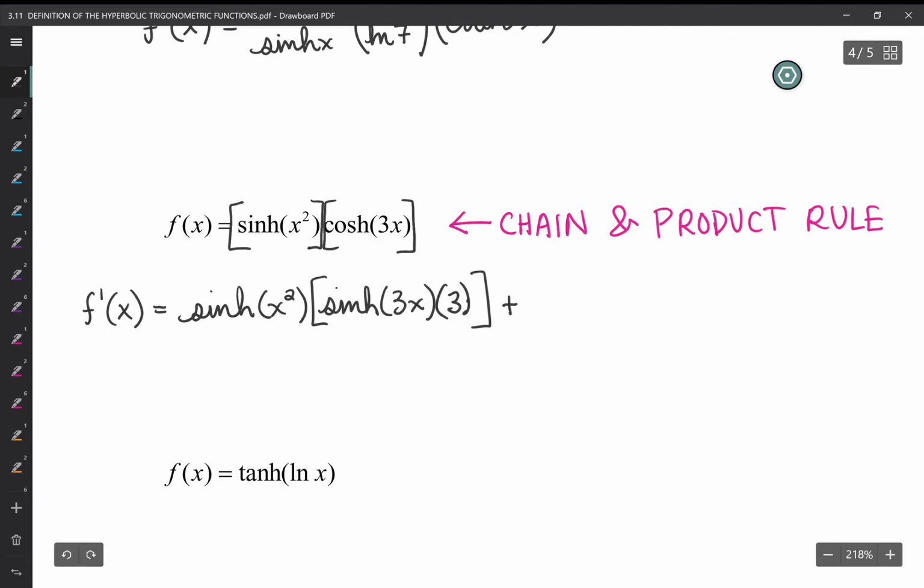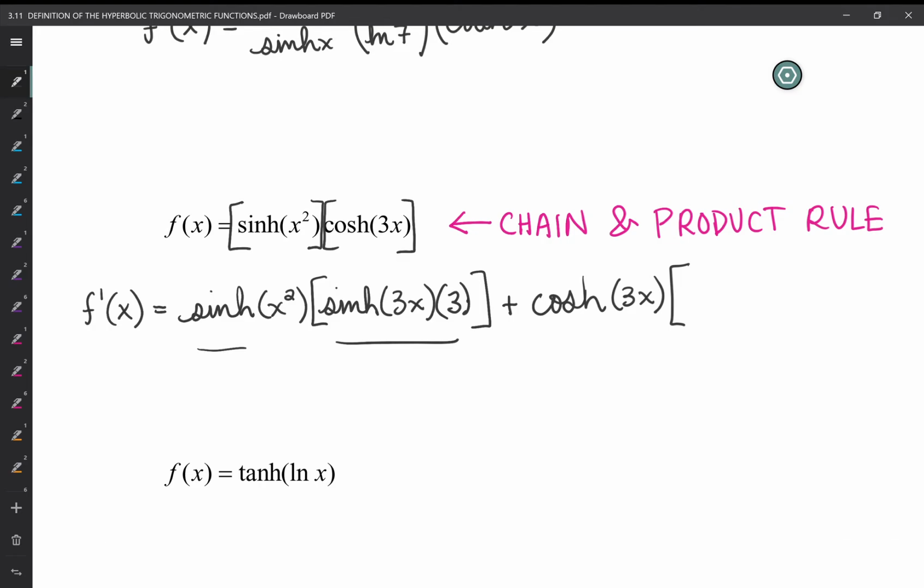So that's the first part of our product rule and a bit of chain rule. So we have first function times the derivative of the second function plus the second function, the hyperbolic cosine of 3x, times the derivative of the first function, where we will need to use chain rule. The derivative of our outer function, hyperbolic sine, is hyperbolic cosine. So we have the hyperbolic cosine of x squared times the derivative of x squared, which is 2x.